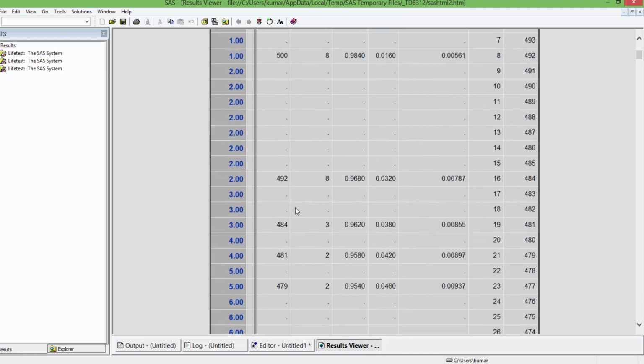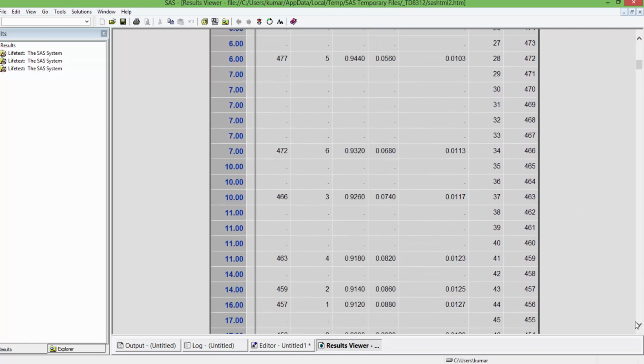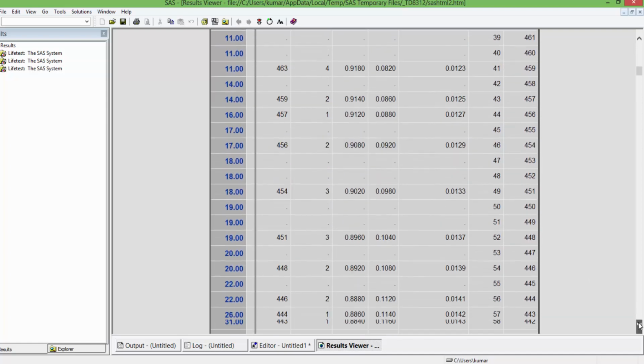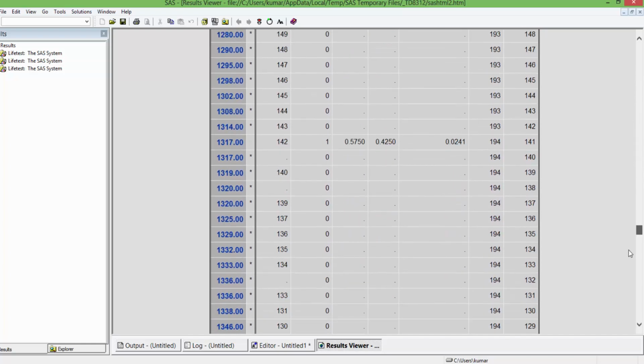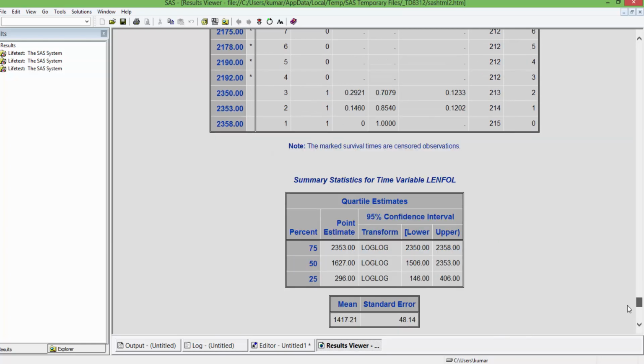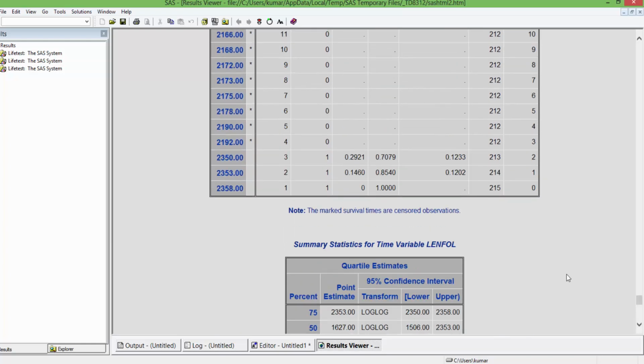Okay. In time period 2, again 8 people are dying. So for time period 3, your survival probability decreases to 0.96, and so on. It will go on decreasing, and the number of people at risk is going to go down with time. This will go on till the number of time points we have. We are having in total 2358 time points.